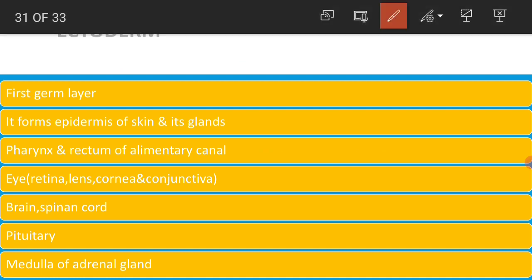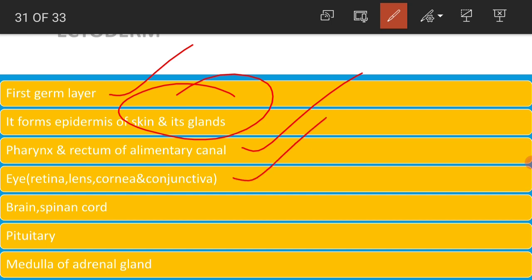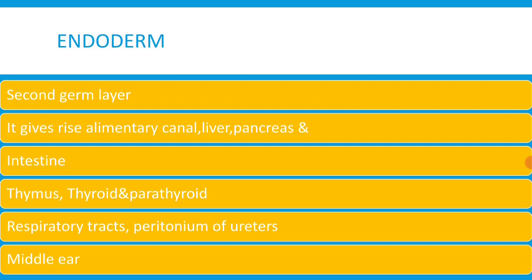Ectoderm, as I already told, is the first germ layer. It forms the epidermis of skin and its glands. Pharynx and rectum arise from this ectoderm. Retina, lens, cornea, conjunctiva are ectodermal in origin. Brain and spinal cord are ectodermal in origin. Pituitary gland and medulla of adrenal gland are also ectodermal in origin.